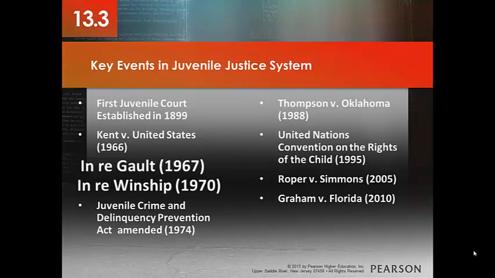The second key event was the 1970 case In re Winship, which dealt with burden of proof, requiring that juvenile delinquency hearings required the same burden of proof as adult hearings. Hearings that were civil in nature required a preponderance of evidence. Hearings that were criminal in nature required proof beyond a reasonable doubt. The text discusses due process and burden of proof in detail on page 229.